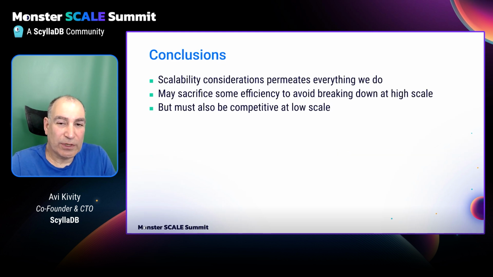So to conclude, scalability is in everything we do. We eat it for breakfast and lunch and dinner. And sometimes we sacrifice efficiency so that the cluster will not break down at scale. But we cannot sacrifice too much efficiency because we need to work well at low scale. And indeed, we can do 1 million operations per second on 3-node clusters. So we have to work at all of these sometimes conflicting goals simultaneously.